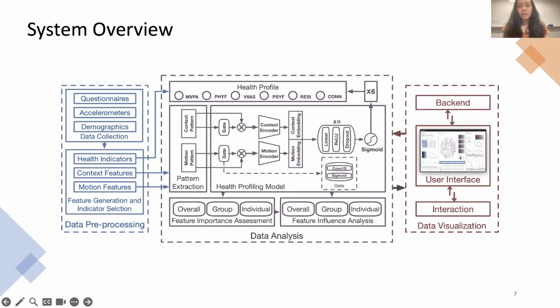To address the challenges, we propose HealthPrism, an interactive visual analytics system to support researchers in associated domains to explore children's health profiles with multimodal features. It has three modules: data preprocessing, analysis, and visualization. After preprocessing, the motion and context patterns are input into a health profiling model to infer the six-dimensional health indicators and analyze the feature importance and influence. A front-end user interface with multiple coordinated views is built to support a comprehensive analysis.